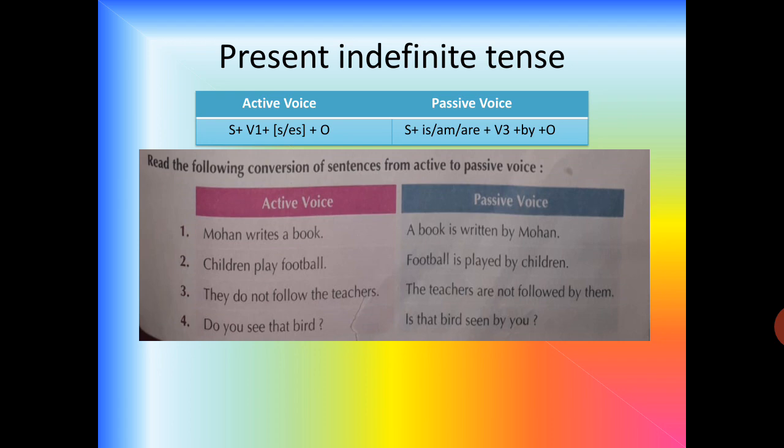So what you will do, bird आपका आगे आएगा, but definitely it's an interrogative sentence, so bird से start नहीं कर सकते, object से start नहीं कर सकते. What you have to do, as per the bird is singular, so I will start with is. I will not start with am or are, but bird is singular, so I will start with is. Is that bird seen by you? Seen क्यों आया? Because third form of see is seen. By and then question mark. So hope it's clear how to change the present indefinite tense into passive voice.